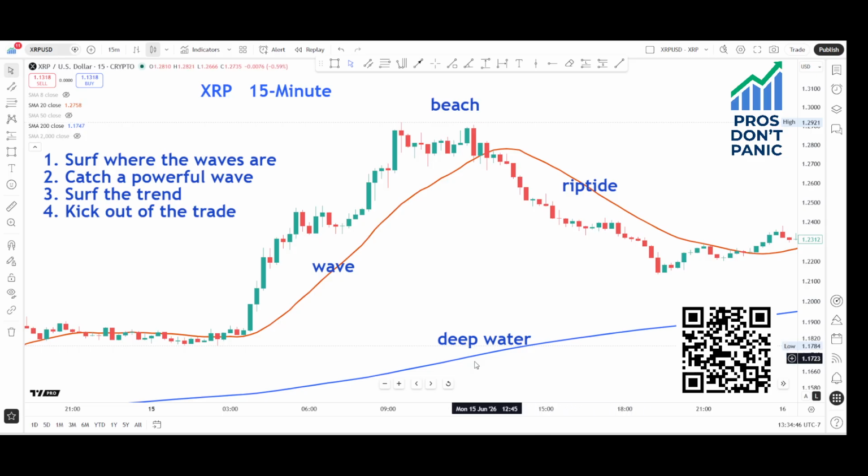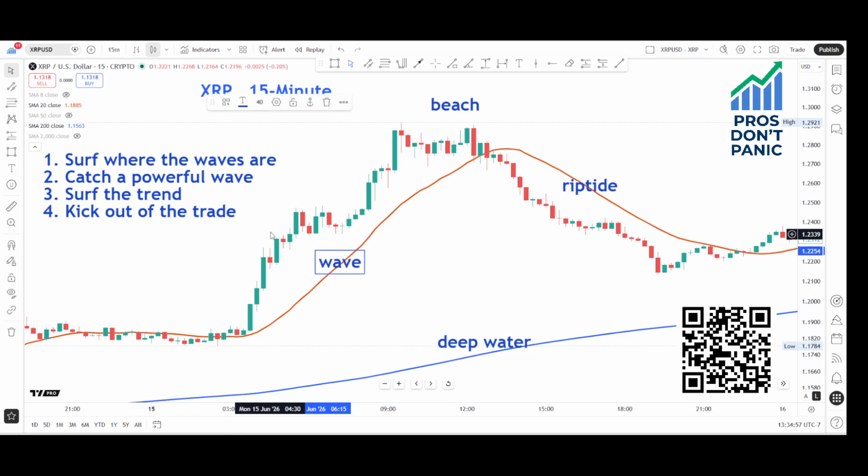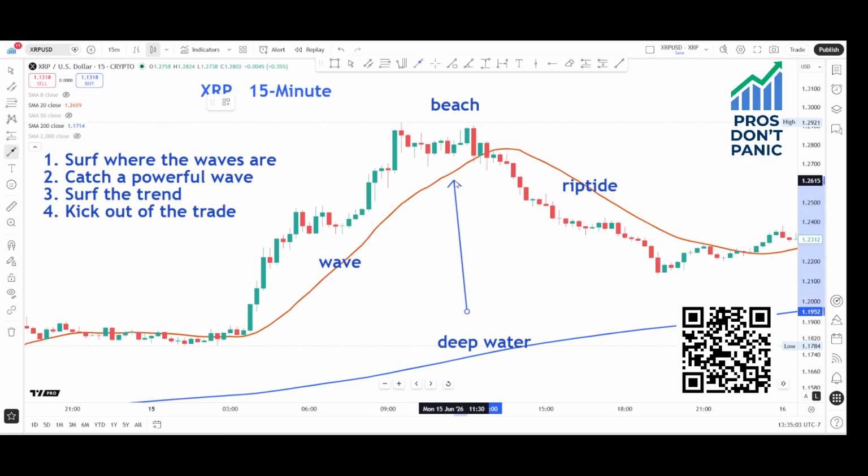So we have two indicators and only two indicators. This is the 200 period moving average and the 20 period moving average. I call the 200 the deep water. I call the 20 period moving average the wave. We are going to surf this wave like a surfer up this 20 period moving average, and when it's going to hit the beach. And so let's just go through that.